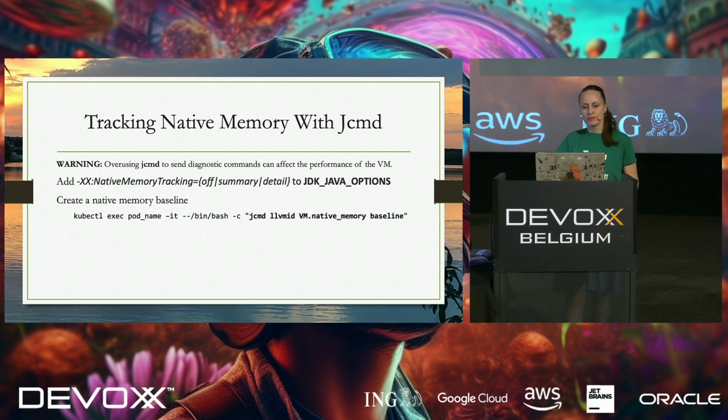Now, how to use jcmd? Well, to look at the memory, first of all, you need a baseline. You take a snapshot in time: how was my native memory usage at that point in time?